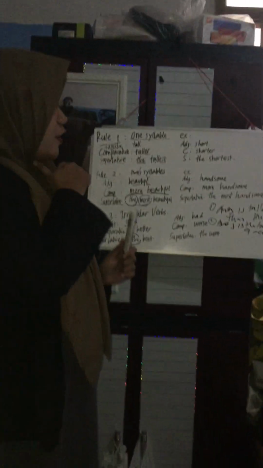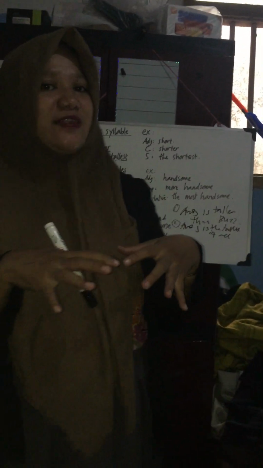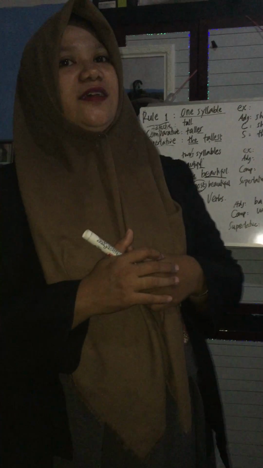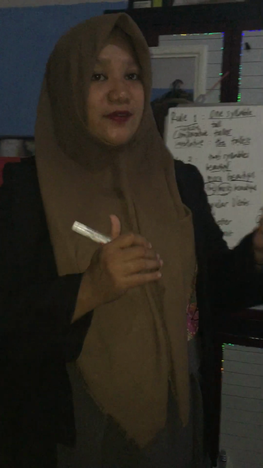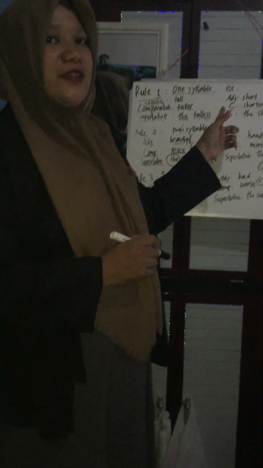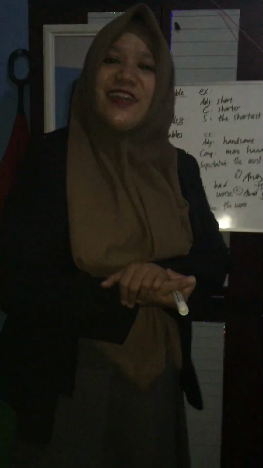Okay, that's good. And for the practice, I want you to do the practice. Adil, rule number 1. Can you make a sentence by using the word short? John is short. Okay, good. Now, can you compare between John and Tom? John is shorter than Tom. Very good. And can you compare between John, Tom, and also Andy? John is the shortest of all. Very good. Nice. Thank you.